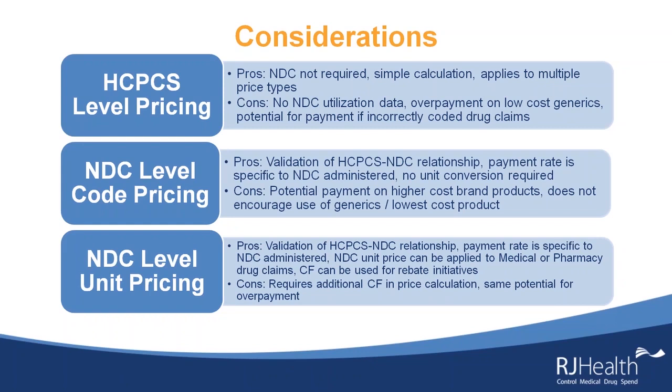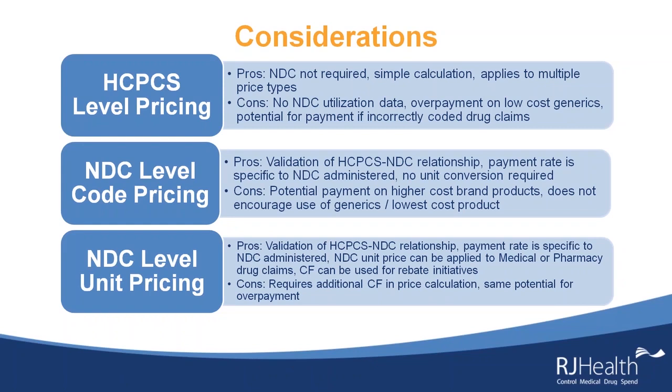So the cons to the HCPCS level pricing is that we're not capturing any NDC utilization data. There's the potential for overpayment on lower cost generics. So when lower cost generics are being utilized, if you're paying at a median code level price, you're potentially overpaying for those products. And there's potential for payment of incorrectly coded claims.